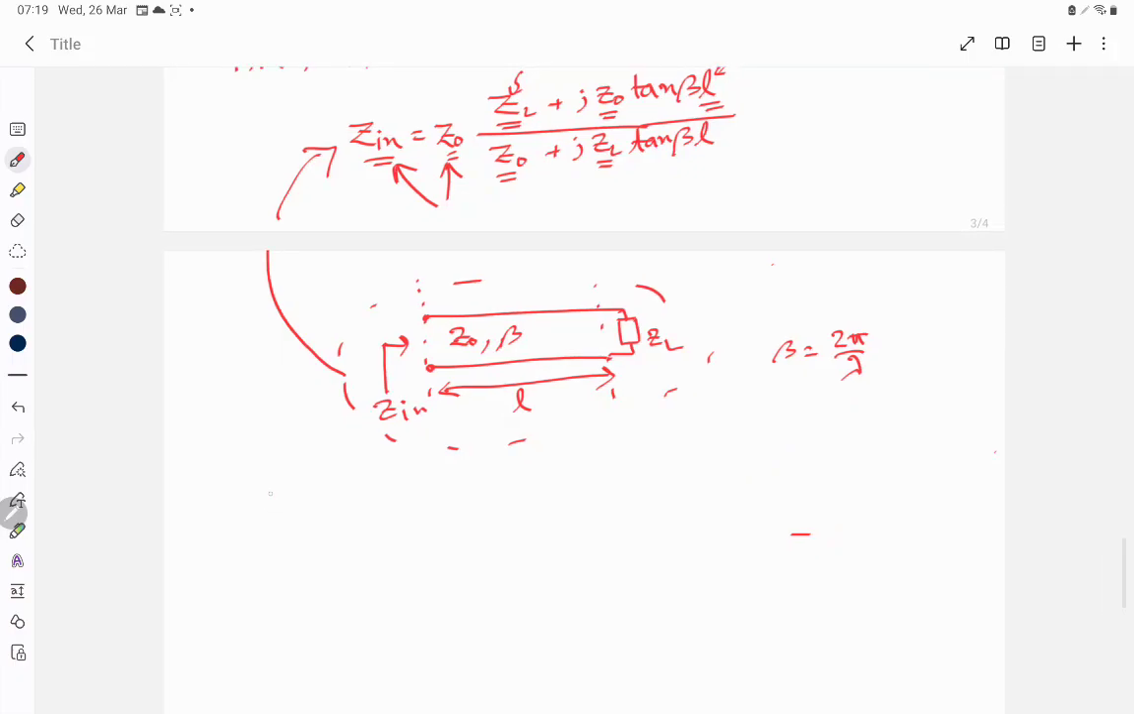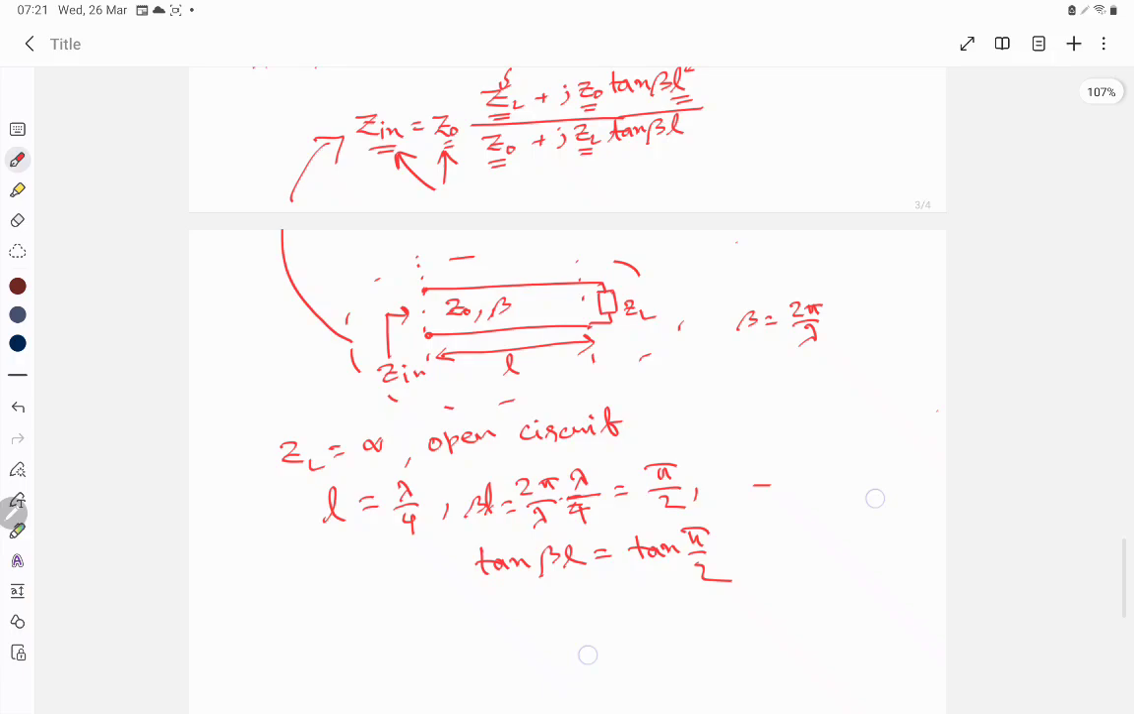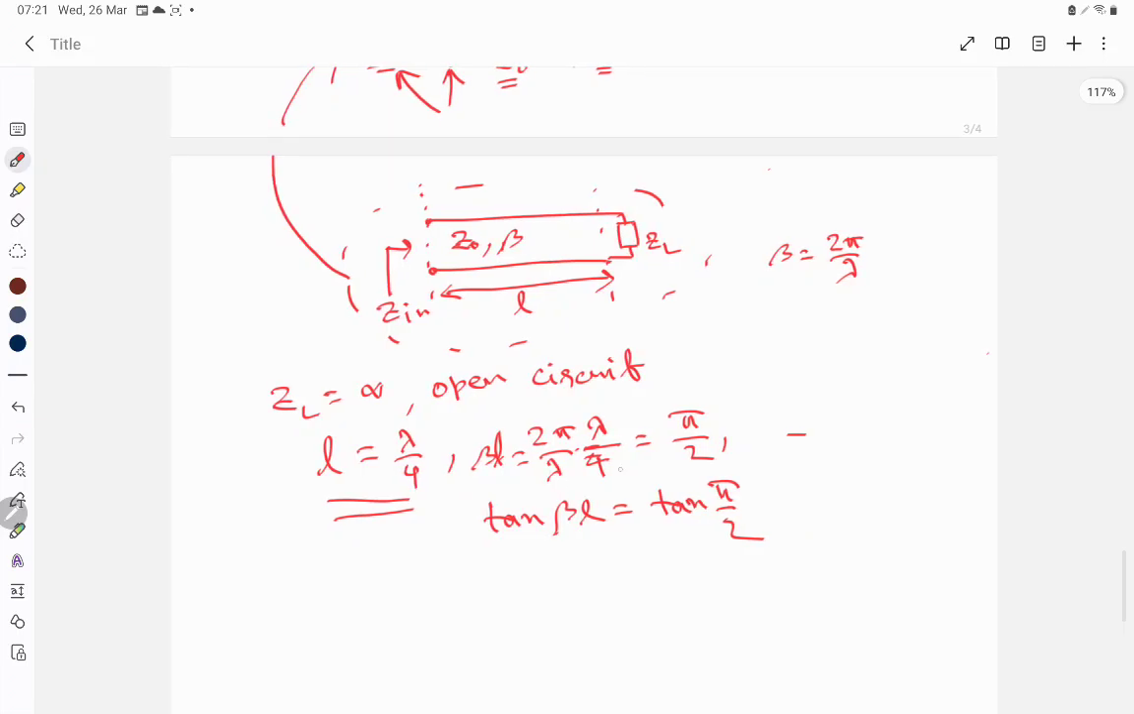Let's first consider the case where ZL equals infinity, that is an open circuit. So at the end of the transmission line, we have an open circuit. Let us also consider the case where L equals lambda by 4. That will mean your beta L becomes pi by 2, or tan beta L equals tan pi by 2, which is equal to infinity.